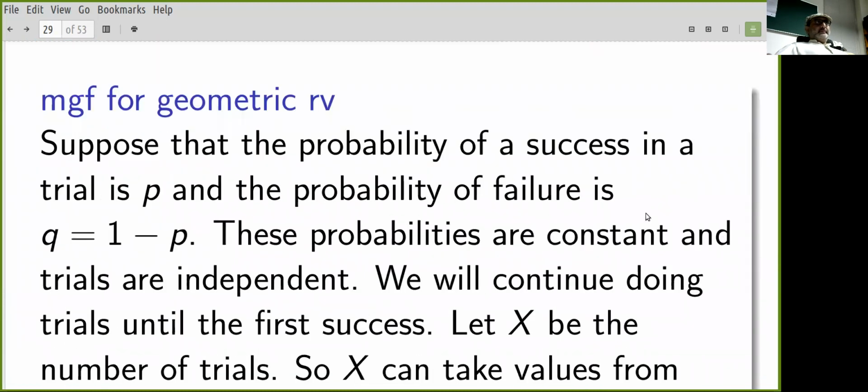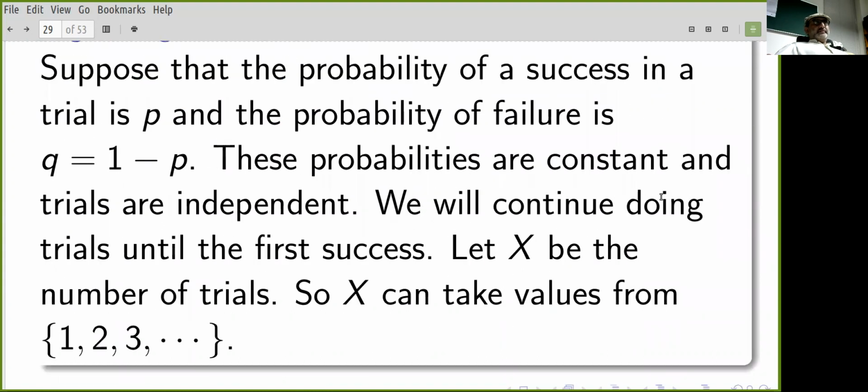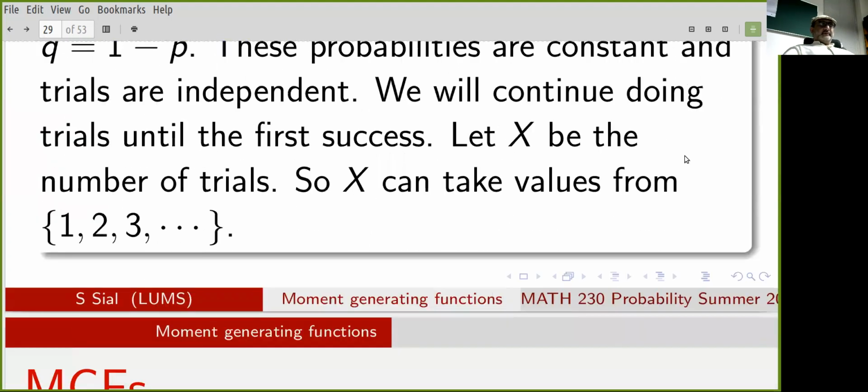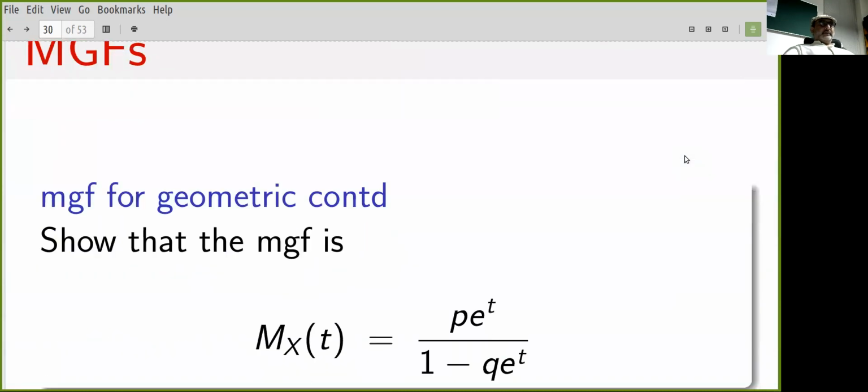Okay, another example, the mgf for the geometric random variable. Suppose that the probability of a success in a trial is p and the probability of failure q is equal to 1 minus p. These probabilities are constant, and the trials are independent. We continue doing trials until the first success. Let x be the number of trials, so x can take values 1, 2, 3, and so on. We're just going to keep going until we get a success.